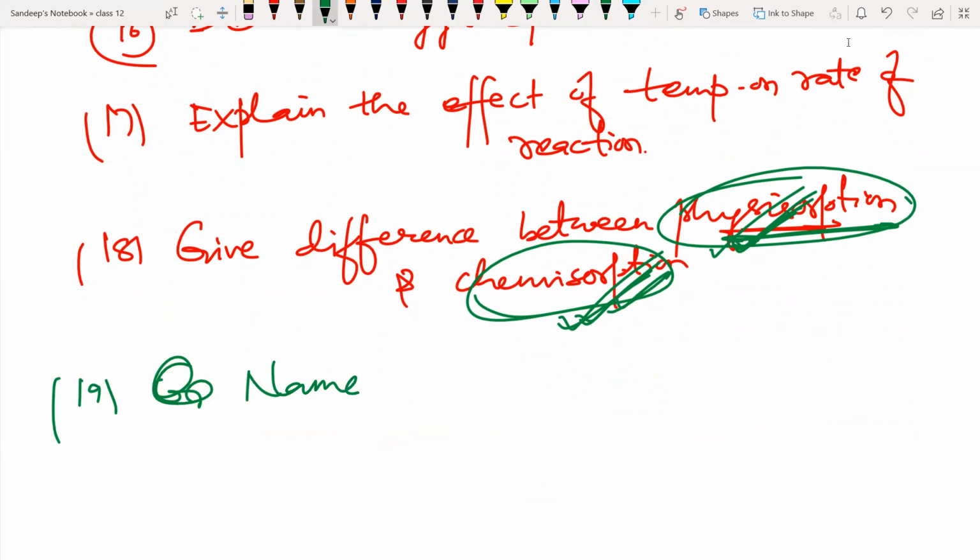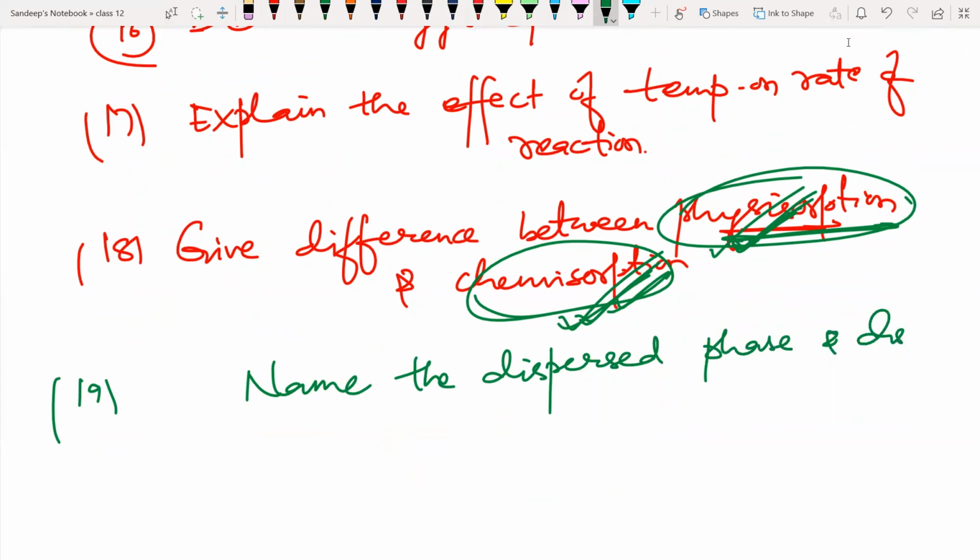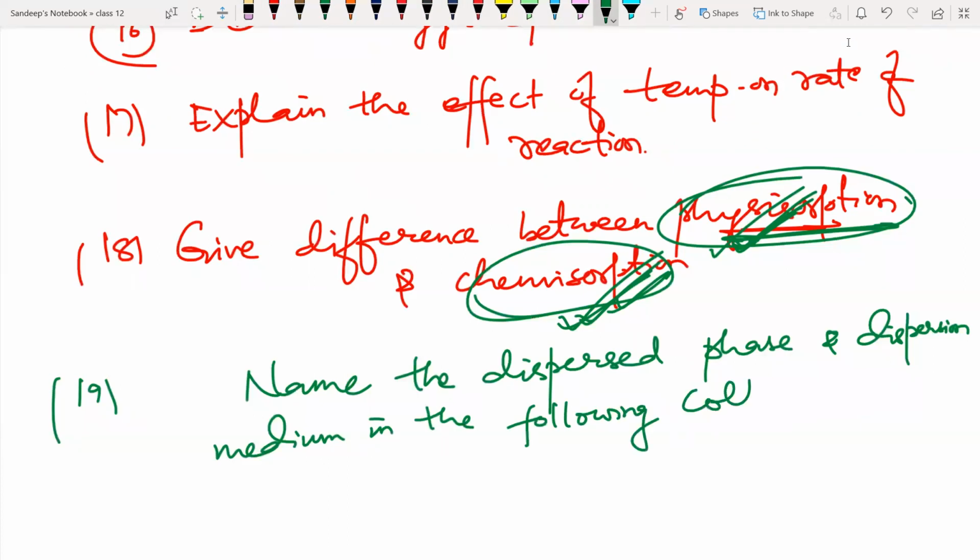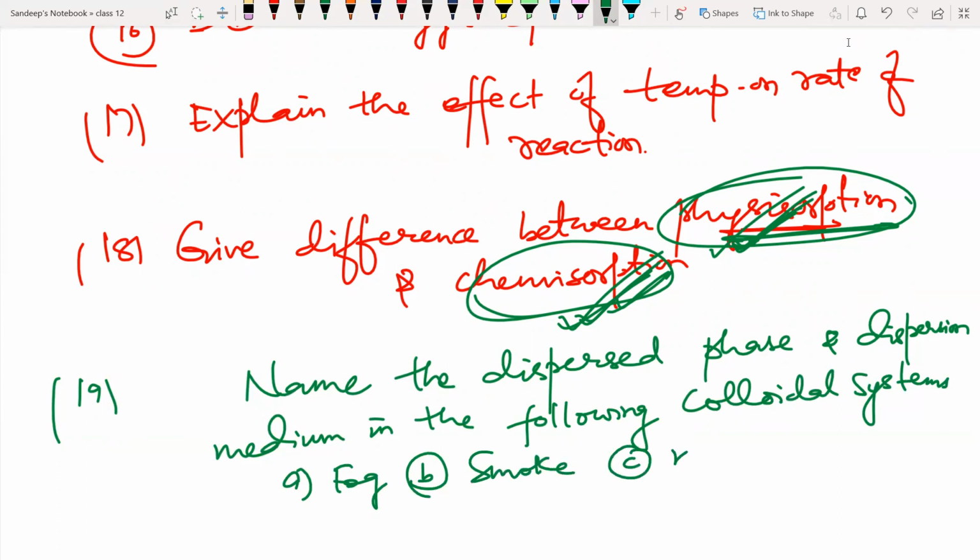Name the dispersed phase and dispersion medium in the following colloidal systems. This is also from surface chemistry. Fog, smoke, milk, cloud.